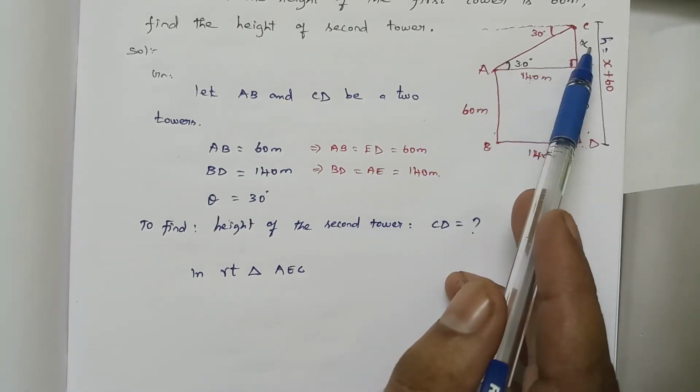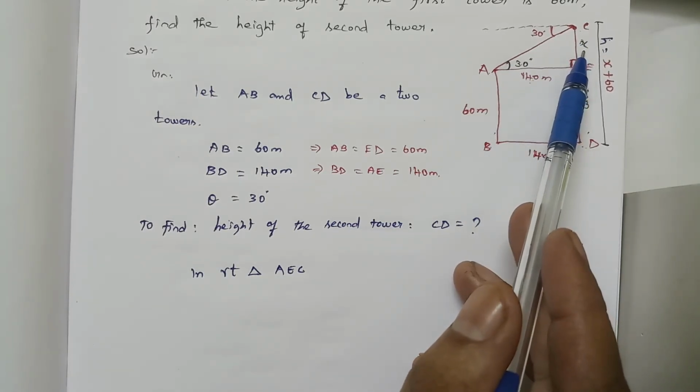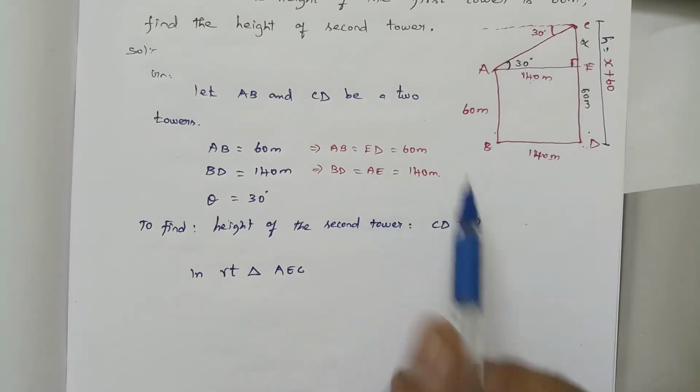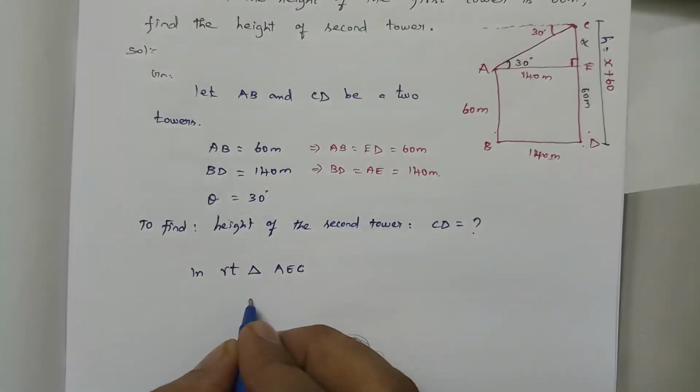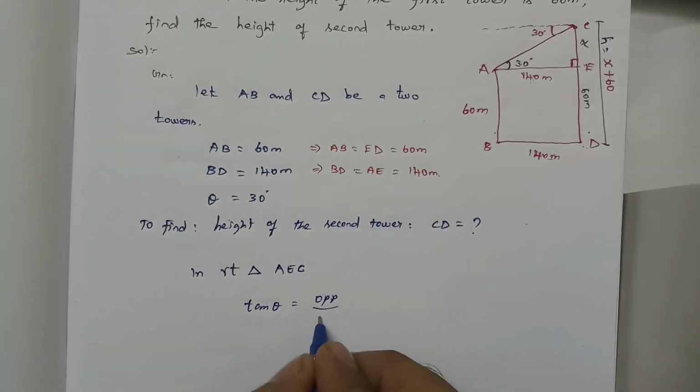So adjacent by opposite or opposite by adjacent. We know the adjacent and we want to find the opposite. Which trigonometric ratio will be applicable? Opposite by adjacent is tan theta. So tan theta is equal to opposite side divided by adjacent side.